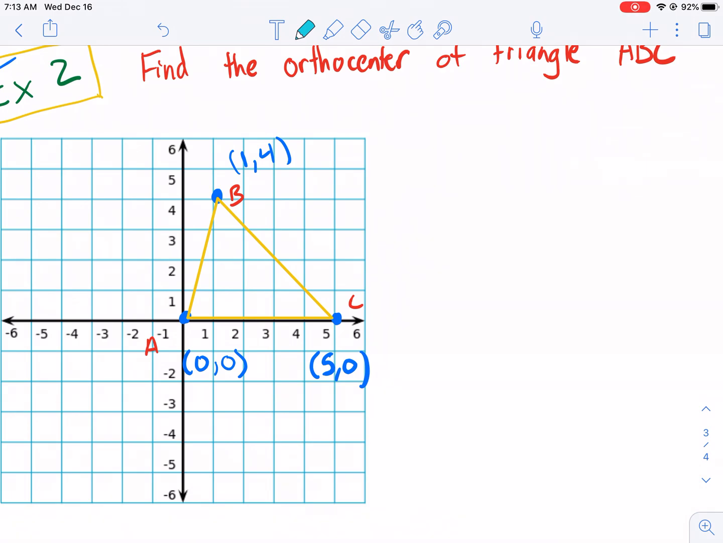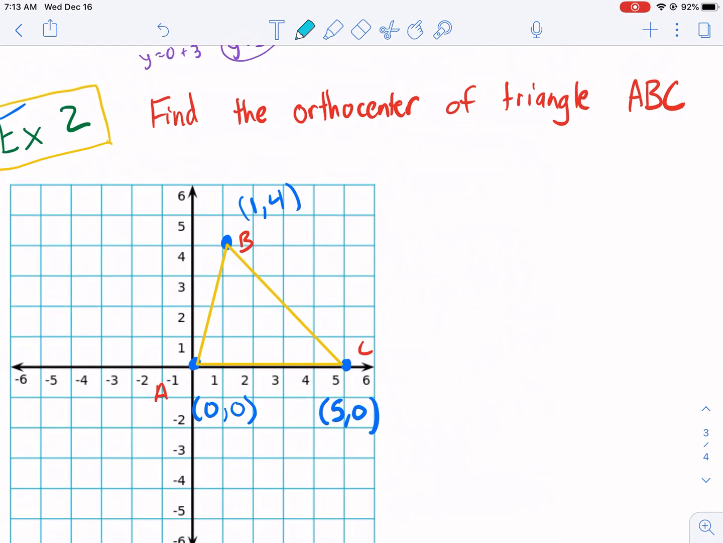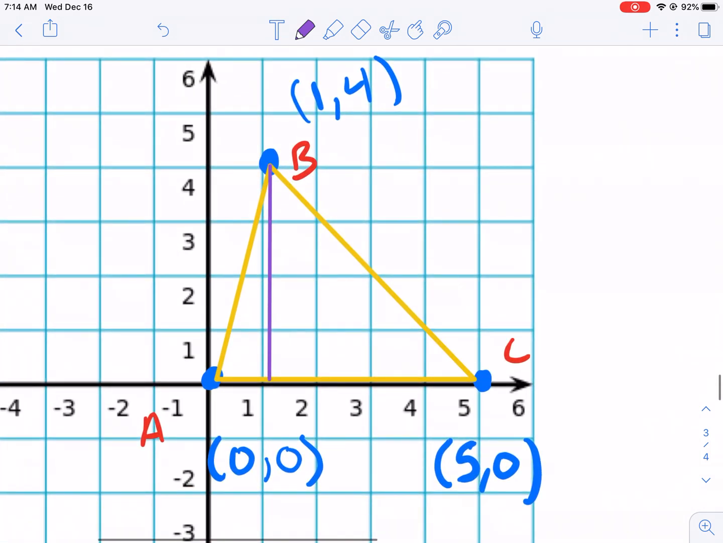So over here with this one, we have the orthocenter of triangle ABC. All right, so let's take a look at this guy. With triangle ABC, we have these points, so I'm going to make an altitude here. This one, you always want to try to find horizontal or vertical lines that you can use. This one's pretty easy because we have a horizontal line. Horizontal lines have the equation of y equals something. The vertical line is always going to be in the form of x equals a number. So this is on the point 1, 4. This purple spot, this altitude, is on the point 1, 4.